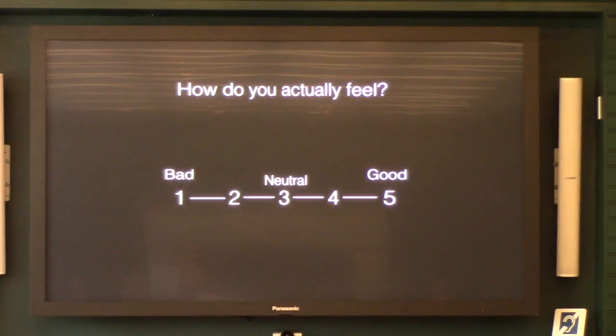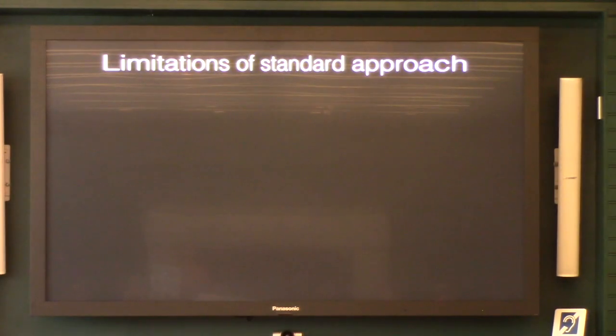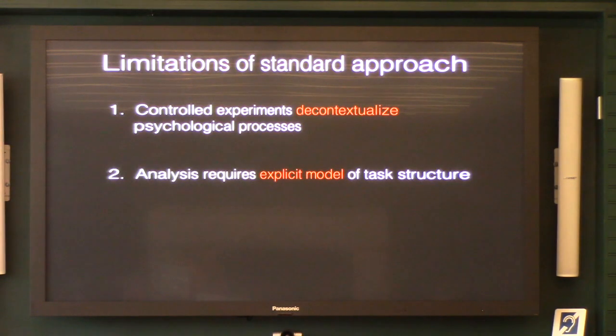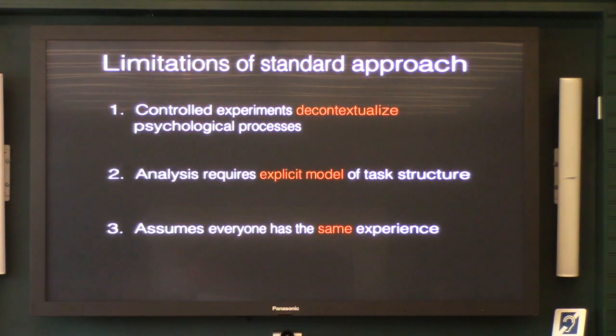So controlled experiments decontextualize psychological processes. They also require an explicit model of task structure, and when you're creating these experiences, that might be hard because you don't know what people are going to do or how they're going to feel or when. They also assume that everybody has the same experience. So hopefully it's now a little obvious why that might be a problem. I'm just using emotion, but I think that probably extends more broadly.